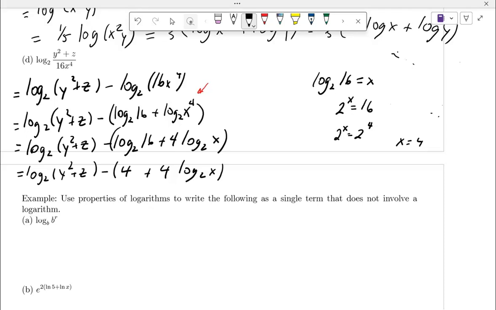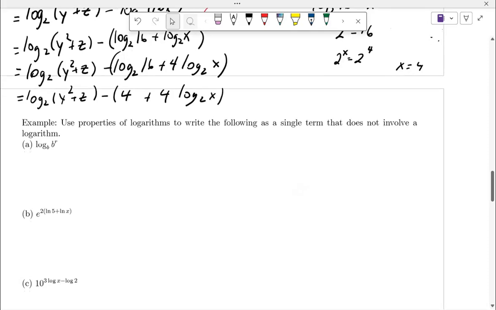All right. Well, let's play around with the next few problems here, and then we'll talk about what's referred to as a change of base formula. This one is just recognizing that logs and exponentials are inverses of each other. That's the idea here. Okay?